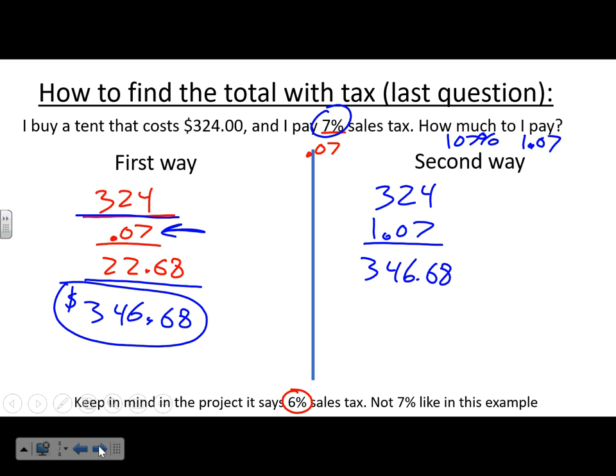answer. Now again, this way is a little bit quicker, but I think it's a little bit harder to wrap your mind around. This way takes a little bit longer, but I think it makes a lot more sense. You find 7%, that's $22. So the total is going to be when you add those together. Last but not least, again, 6% is what you guys are using on your project, so make sure you're being careful with that.